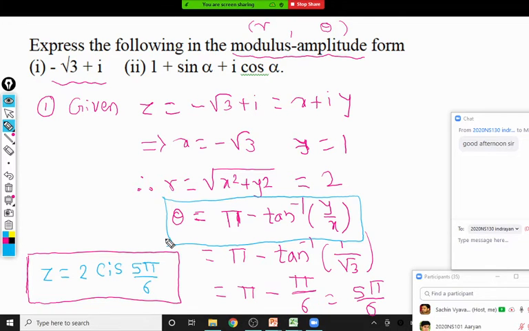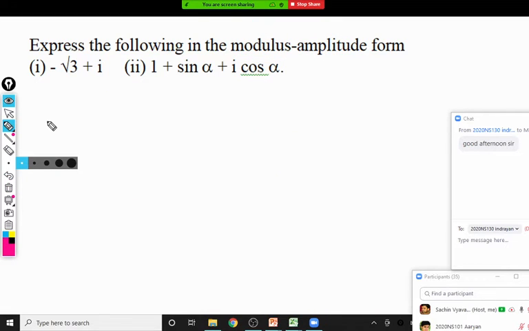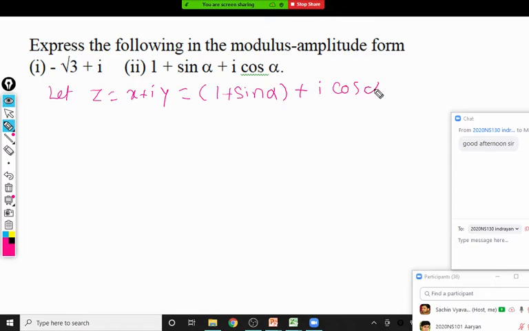Now, if you observe the second bit of the question, 1 plus i sin alpha plus i cos alpha, this complex number is already in trigonometric form, that is in sine and cosine, but it is not in the standard polar form, the standard modulus amplitude form. That should be in the form r times cis theta, that is r times cos theta plus i sin theta. So for that, let me compare. We'll start the same way. Let z be x plus iy, where obviously x comes like 1 plus sine alpha and y comes like cos alpha.